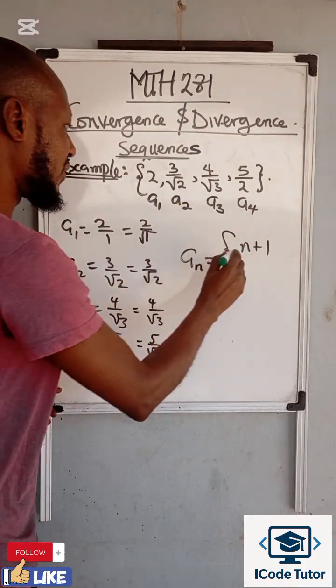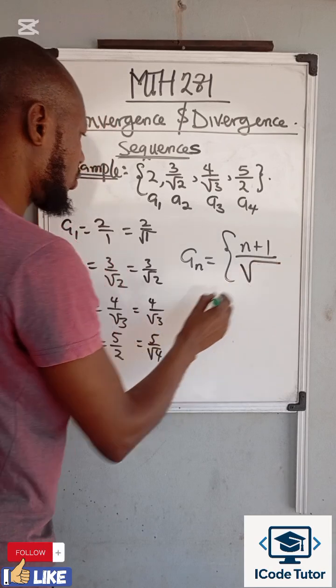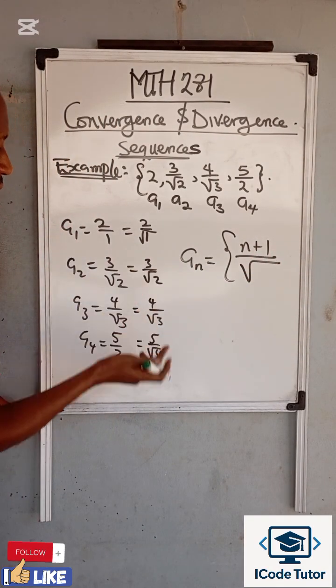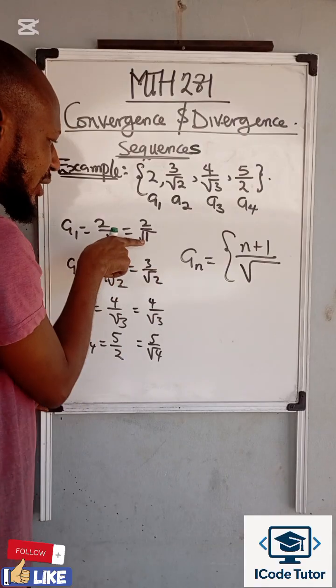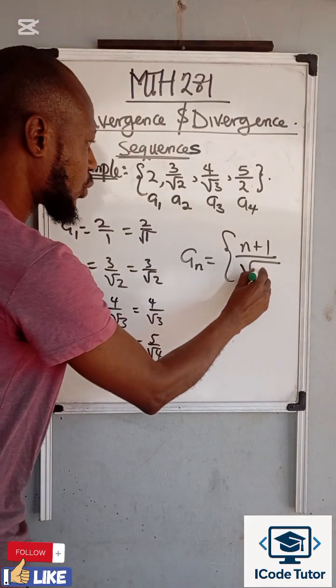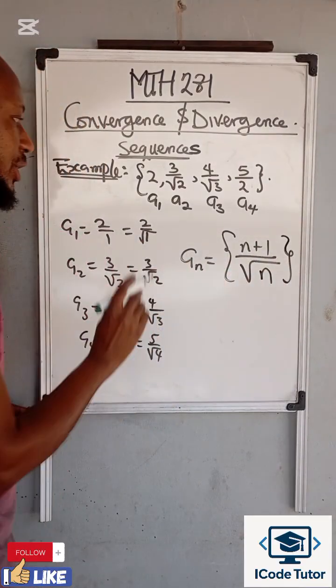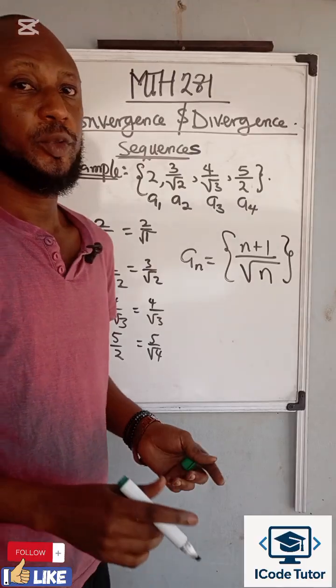That means that divided by square root. Why do we put square root? Because square root comes out to the denominator. Do you understand now? That means that square root of what? This is 1, 2, 3, 4. That means that square root of n. That is, each term carries square root.